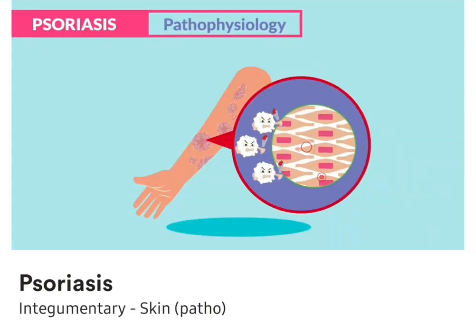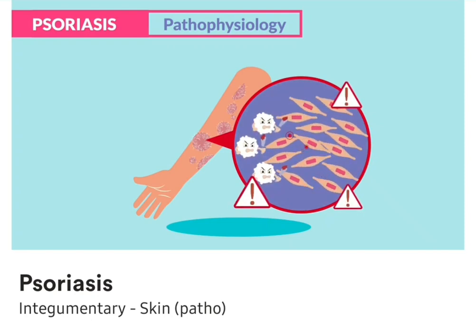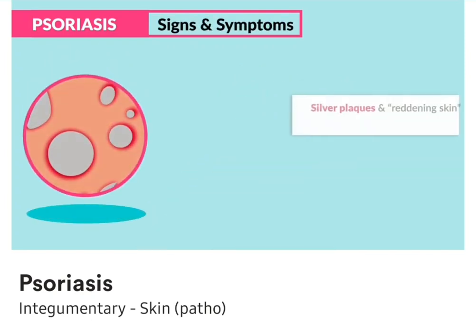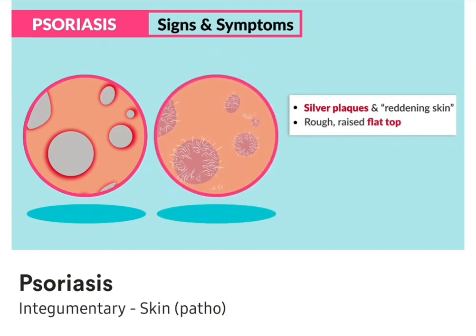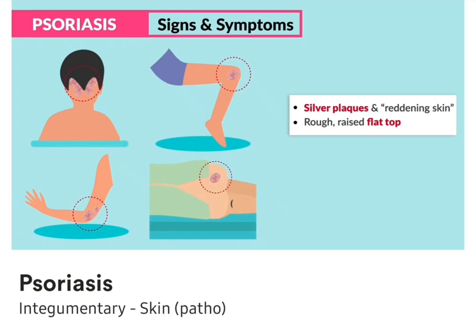This is an autoimmune disorder where the body attacks normal healthy tissue, causing rapid cell division in epidermal cells, the skin cells, resulting in some very key signs and symptoms. So write these down. Silver plaques and reddening skin. These skin plaques present as rough with raised flat tops, typically found on the scalp and the creases of the body, like the knees, elbows, and even buttocks.